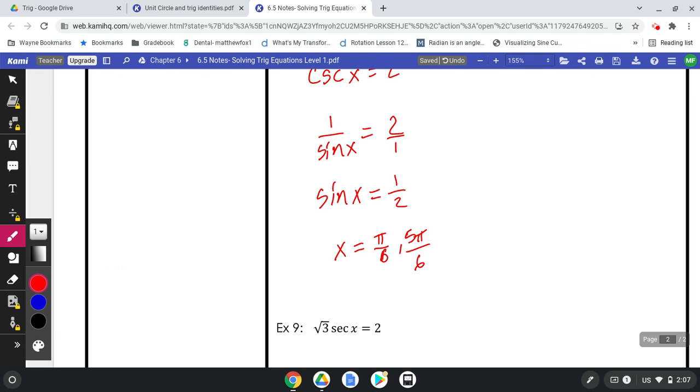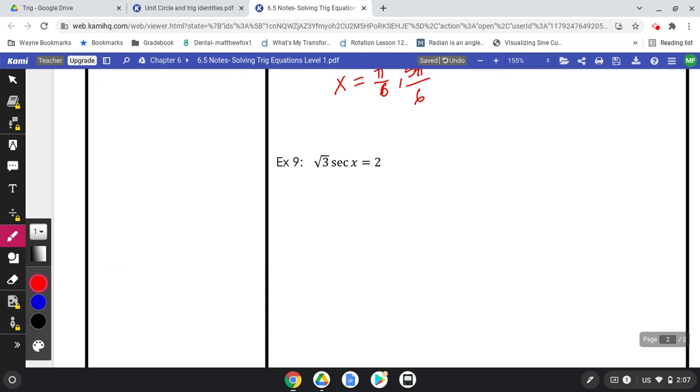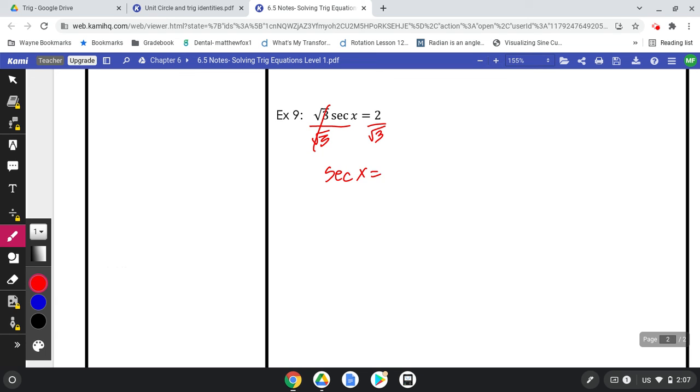All right. One last problem today. Number 9, start by isolating secant. So divide by square root of 3. Divide by square root of 3. The secant x equals 2 divided by square root of 3.